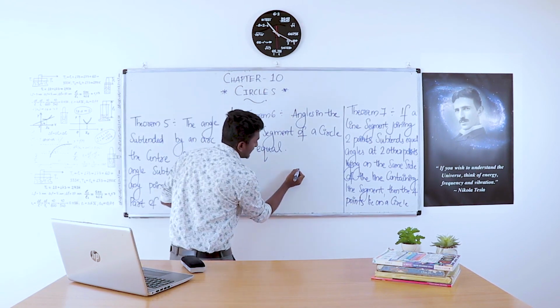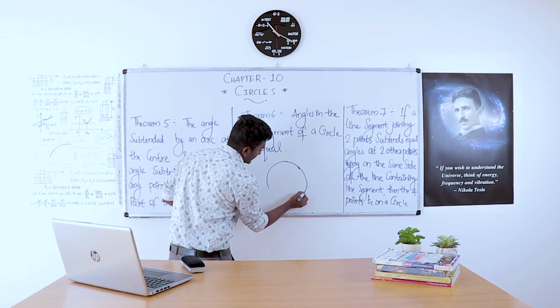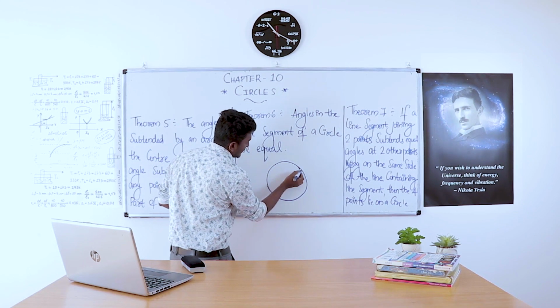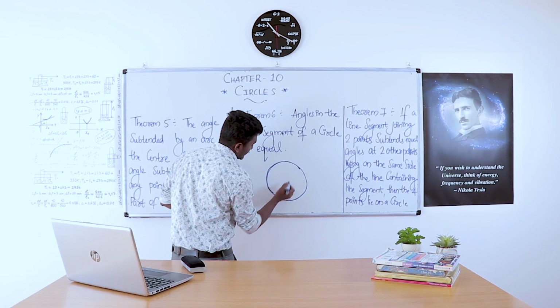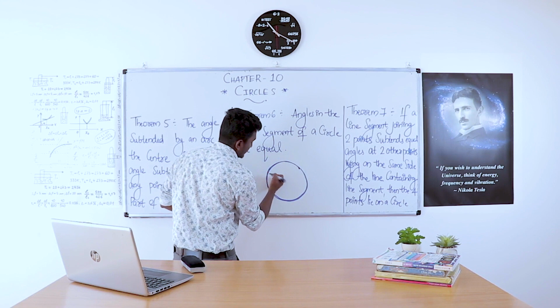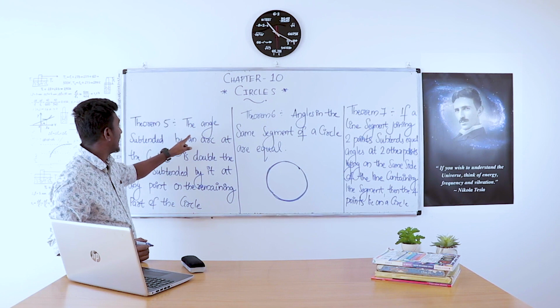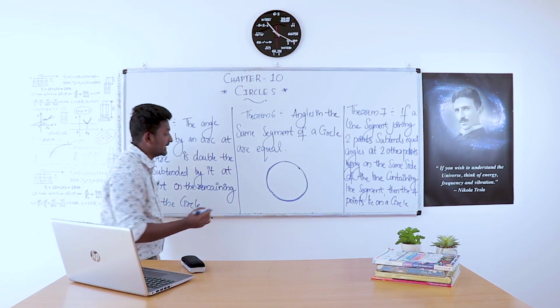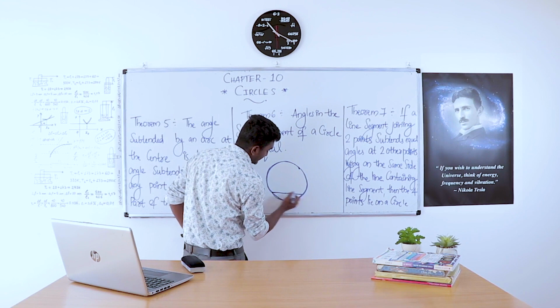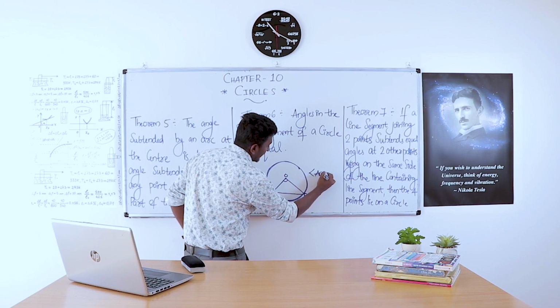For this theorem, I am considering a circle. Consider this as a circle, and what the theorem says is the angle subtended by an arc at the center. Now consider an arc. This is AB, and this is the center O, and this is the angle AOB.